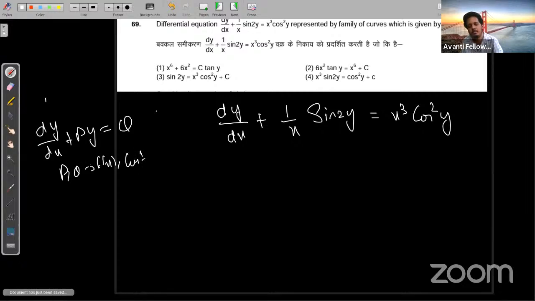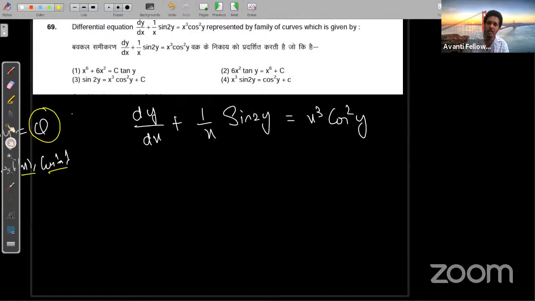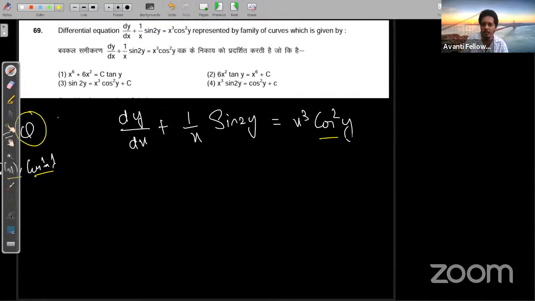Do you agree or not? Okay, everyone. So here the logic is, in the RHS it has to be q, meaning either a function of x or a constant. But what is the problem over here? In the RHS he has given cos square y and x cube. x cube is okay, it is a function of x, so it is not a problem. But cos square y is the one which is creating the problem for us.